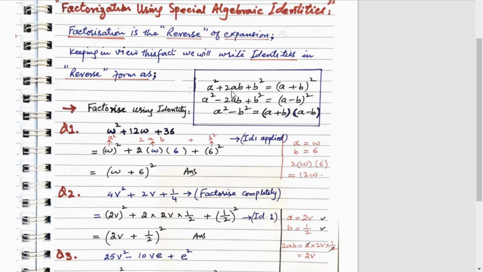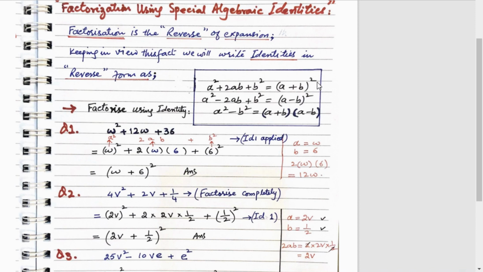Look up at the ID. When we have A square plus 2AB plus B square, what do we do to complete a square, to write it down in the form of factors? We just pick A, we just pick B, and the sign of 2AB. What sign is there with 2AB? Plus. So we write A plus B, complete its square and write the power over here.